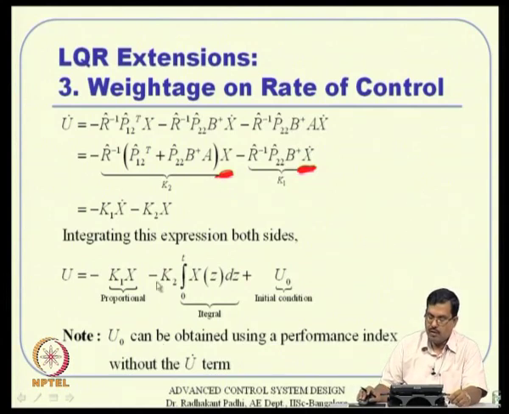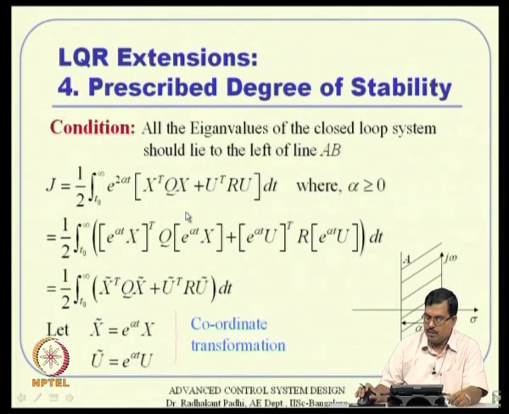Anyway, so that leads to this PI sort of controller, and this u0 can be obtained from a regular LQR formulation actually. So, that is our third thing. Now, what about the fourth extension?